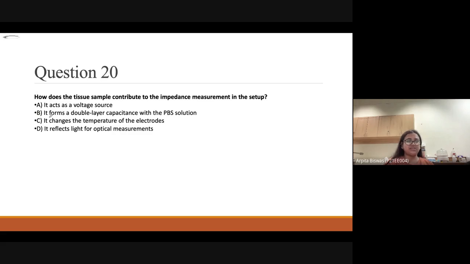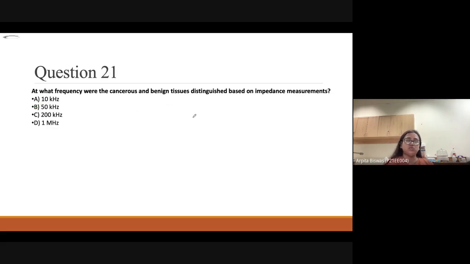So what is the right answer? Option B is the right answer. It forms a double layer capacitance with the PBS solution. So next, move toward question number 21. At what frequency do the cancerous and benign tissue distinguish in the impedance measurement? First is 10 kilohertz. Second option is 50 kilohertz. Third option is 200 kilohertz and option D is 1 megahertz.